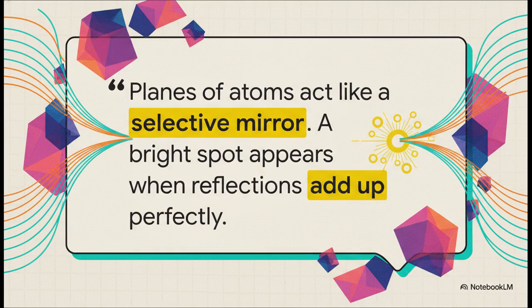This idea of a selective mirror is the key. At most angles, the reflected X-ray waves are all out of sync, and they just cancel each other out into nothing. We see darkness. But when the angle is just right, when Bragg's law is satisfied, all those tiny reflections from millions of atomic layers add up perfectly, creating a single bright spot on our detector. Every single one of those bright spots is a clue.